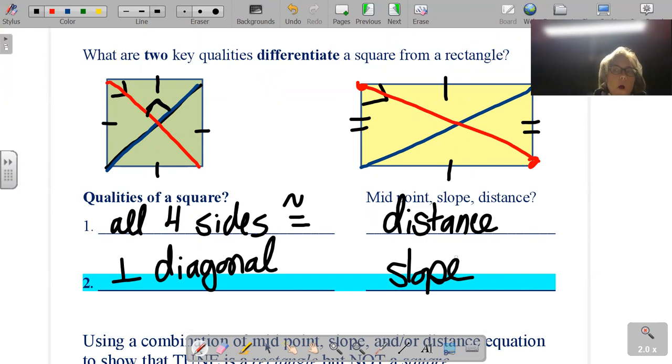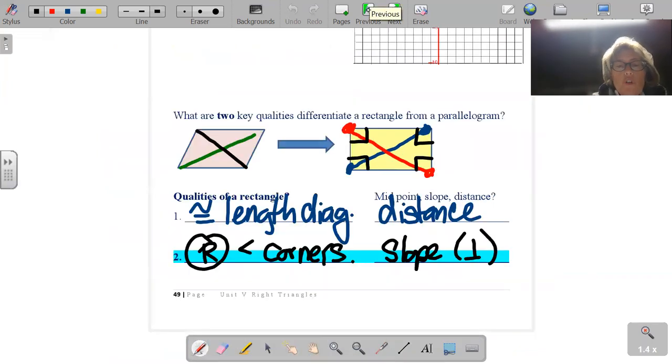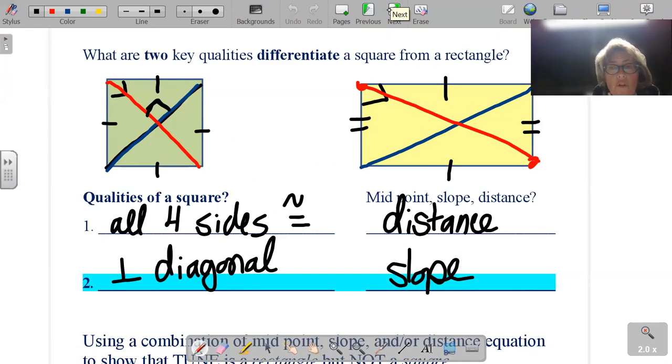So for each one, I have two different methods. Totally okay to use one or the other, but for this video, I'm only doing one of each. So to show it is a rectangle, we're going to go for right angle corners. And to disprove it's a square, we're going to show that the diagonals are not perpendicular.